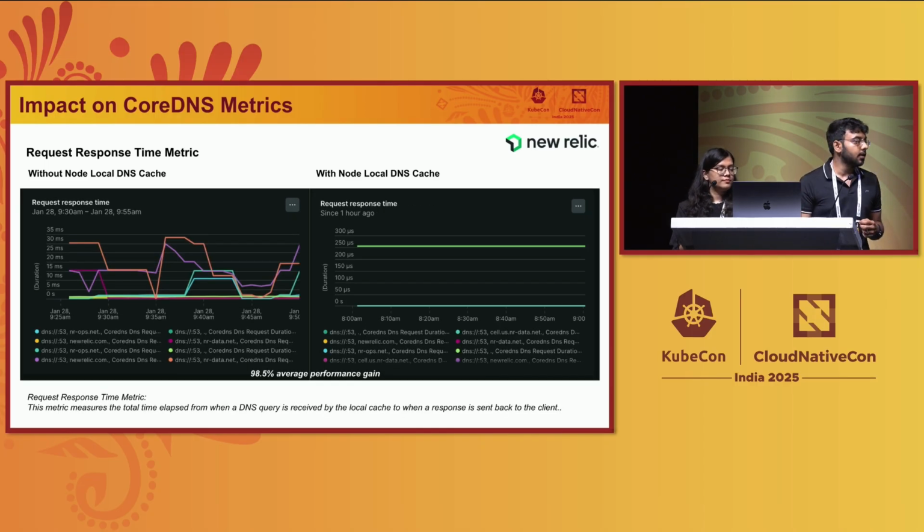Now let's look at the request response time metric. This is the time elapsed for a DNS query to be received by a local cache and its response sent back to the client. Without the Node Local DNS Cache, it is an average of 15 milliseconds, while with Node Local DNS Cache, there is an average of 250 microseconds. This results in a 98.5% average performance gain, which is quite remarkable.